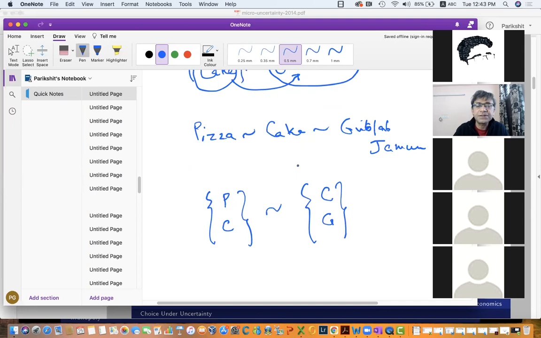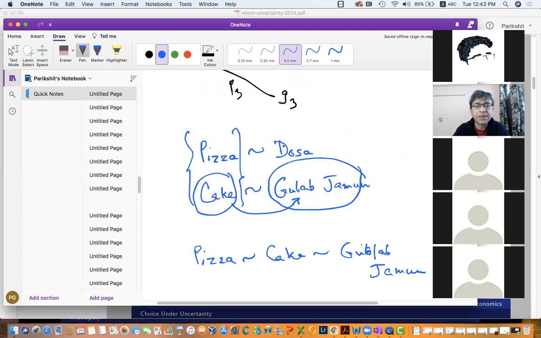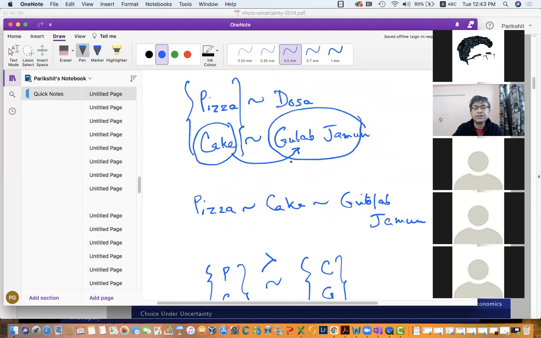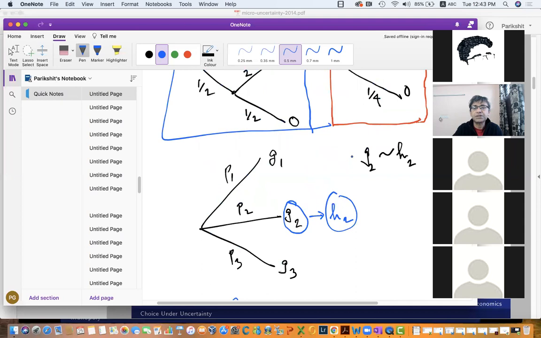But when it comes to combos of two, you may actually strictly prefer the pizza and cake combination because it has something salty with something sweet, as opposed to the cake and gulab jamun combo, which is both sweets. So for diversity's sake, you may actually strictly prefer this, and that'll be a violation of the equivalent of the independence axiom, right? So how things are combined sometimes matters. This is easiest to see when we are thinking of combinations of various food items.